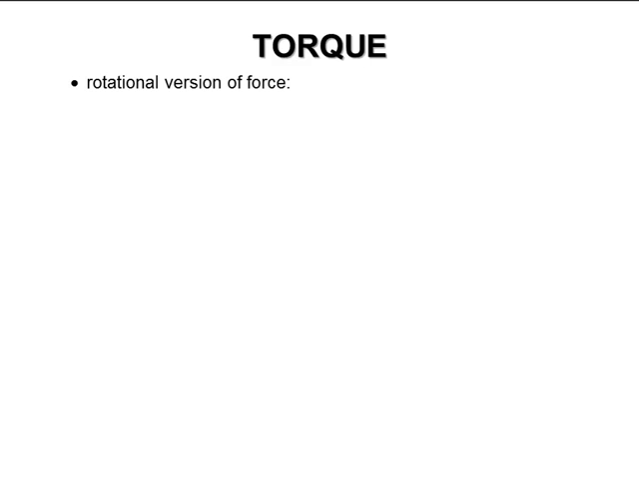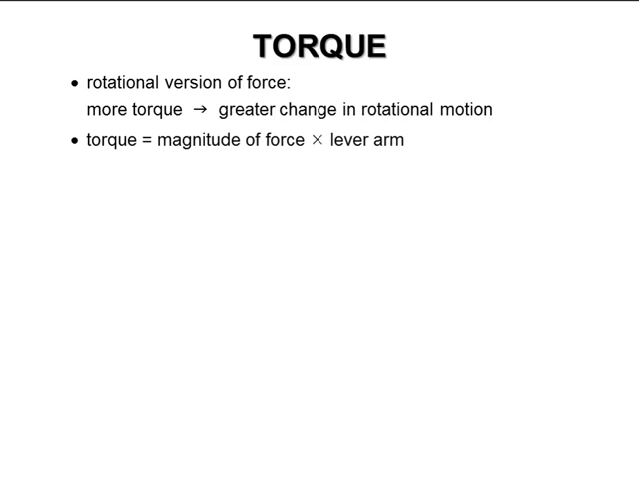So torque is going to be the rotational version of force. And we want to define it in such a way that the more torque we apply, the greater the rotational motion will change, just like we saw in the simulation. So here's how we're going to define the torque. We're going to define the torque to be the magnitude of the force times something called the lever arm. We could write it like this, where F stands for force, the r with the little perpendicular symbol stands for lever arm, and that funny looking letter on the left side is the Greek letter tau, which is the traditional symbol for torque. So the torque is equal to the force times the lever arm.